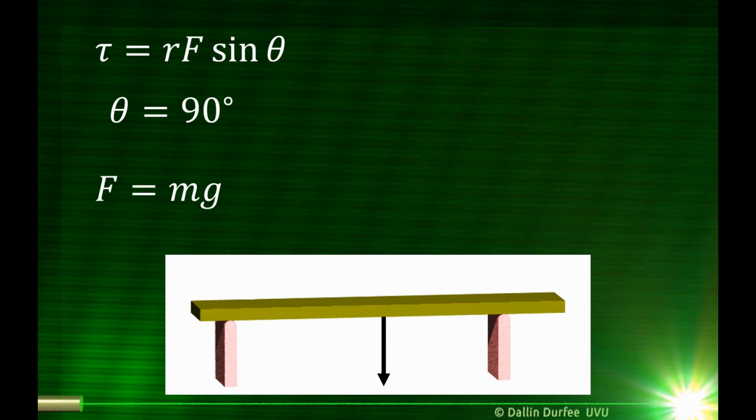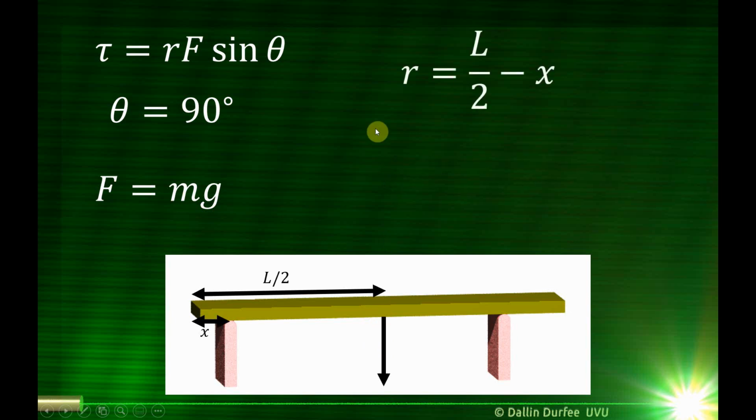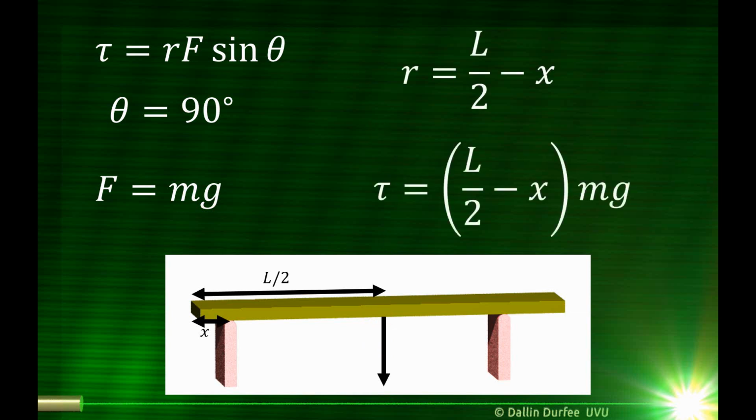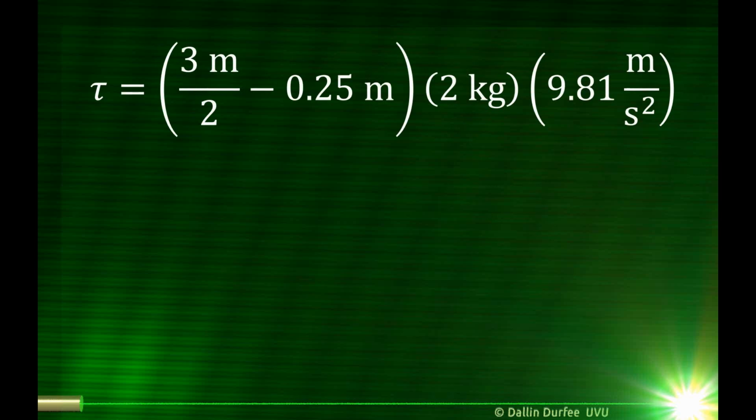So now we just need to find the lever arm. Well, the center of mass is L over 2, the length of the board divided by 2, away from the end close to our pivot point. And the pivot point is a distance I'll call x in from the end of the board. So that means the lever arm is just the distance from where the brick touches the board to the center of mass of our board, and that's just the length of the board over 2 minus x. So the torque is just (L over 2 minus x) times mg. And we can just plug in numbers, and we get 24.5 Newton meters.